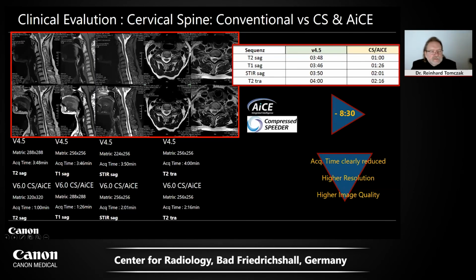Another example of cervical spine, where the comparison between standard imaging with a software version 4.5 and an AiCE imaging, and you see you can reduce the scan time for 4 sequences. In Germany, we do almost 4 sequences because of regulations. You can decrease that by 8 minutes at the same image quality.